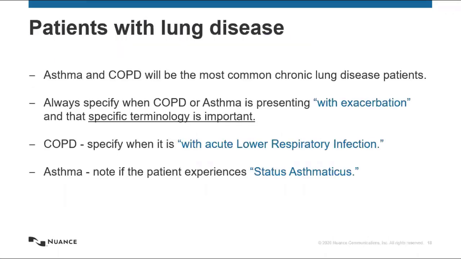Given the COVID virus tendency to often target the lungs, let's begin with lung disease. And as you can see here, asthma and COPD will probably be the most common chronic lung disease patients that will be affected. Always, always specify when there is exacerbation with the COPD or asthma. That term with exacerbation is key. Simply describing it clinically is not sufficient. Please make sure, in order to ensure that it's appropriately coded, that you specify COPD or asthma with exacerbation.